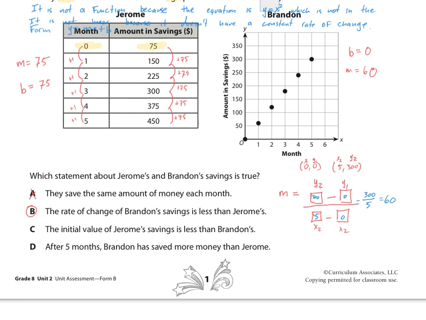Okay, we're going to keep reading the statements. It says the initial value of Jerome's savings is less than Brandon's. The initial value for Jerome was 75, for Brandon was 0. That's not true. And the last one says, after 5 months, Brandon has saved more money than Jerome. At 5 months, he has 300. At 5 months, Jerome has 450. So that's incorrect. But you need to read every single statement to make sure that the one you chose is correct.